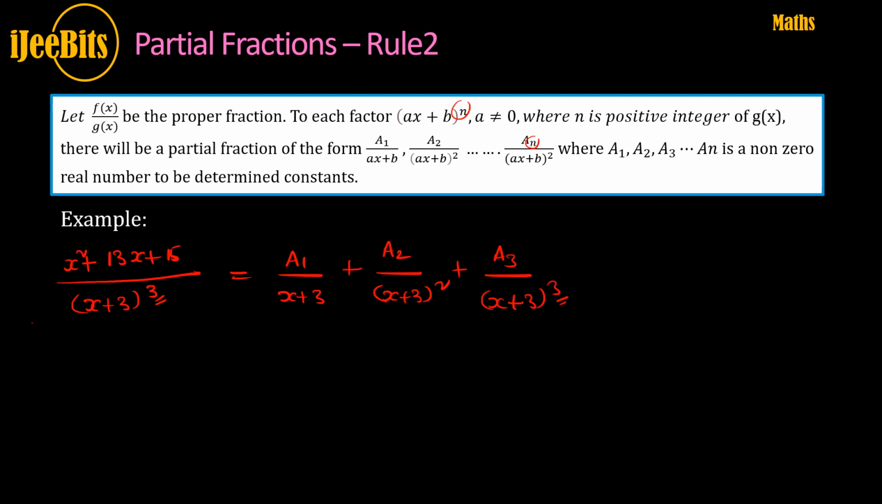Okay, this is ax plus b whole square till ax plus b whole power n. Got it? So this is how I think we have to represent the partial fractions, based on rule number 2. Then the rest of the solution is common as in rule number 1.